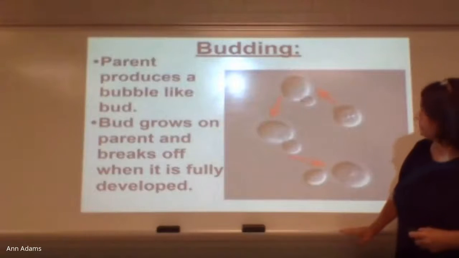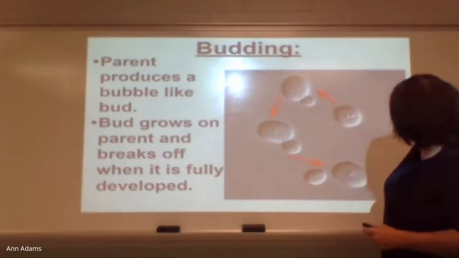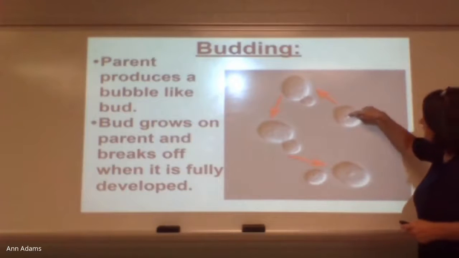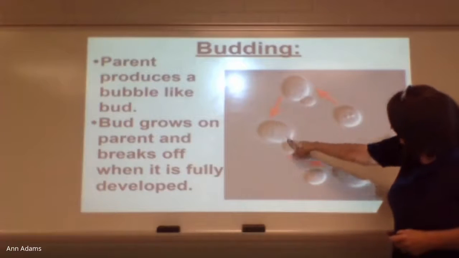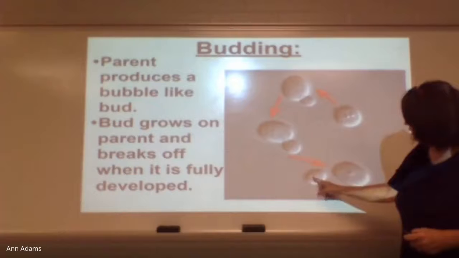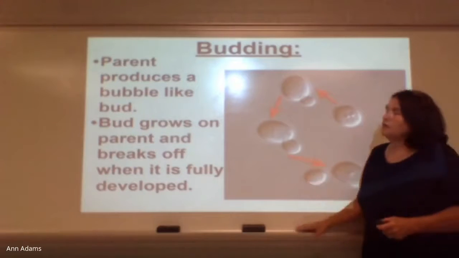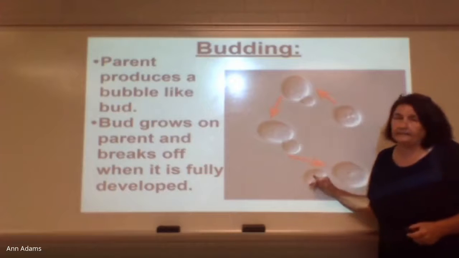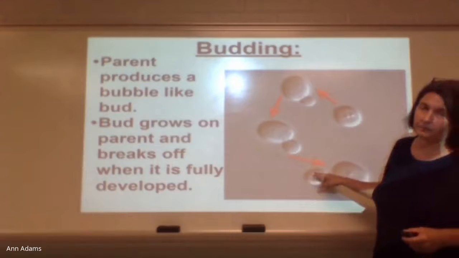All right, this is where the parent, right here, comes up and there's like a little bud that happens on the side of it. It gets bigger, and once that bud comes off, it forms another one. This makes me think of a cactus when this happens. I always see a cactus when I think of the budding.